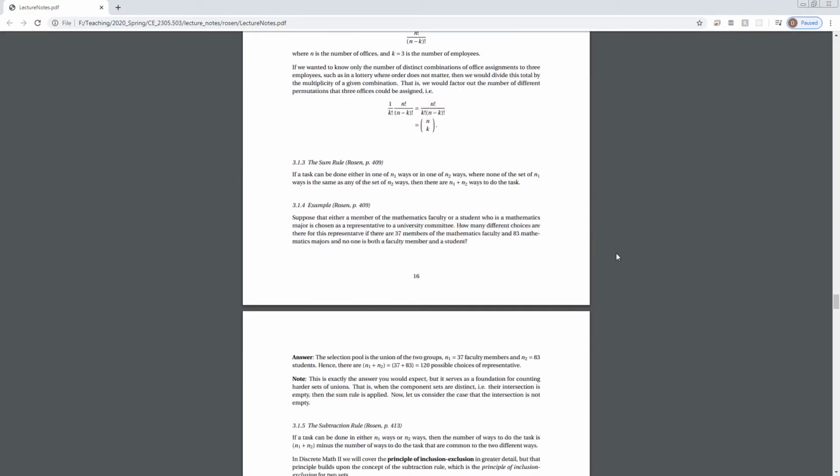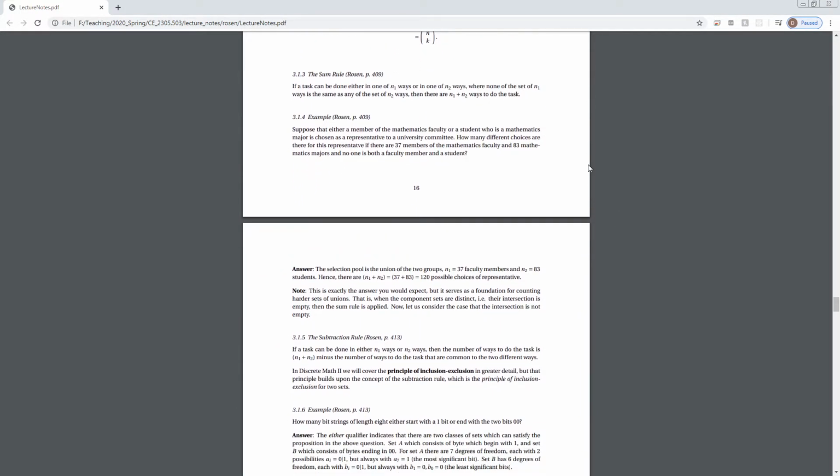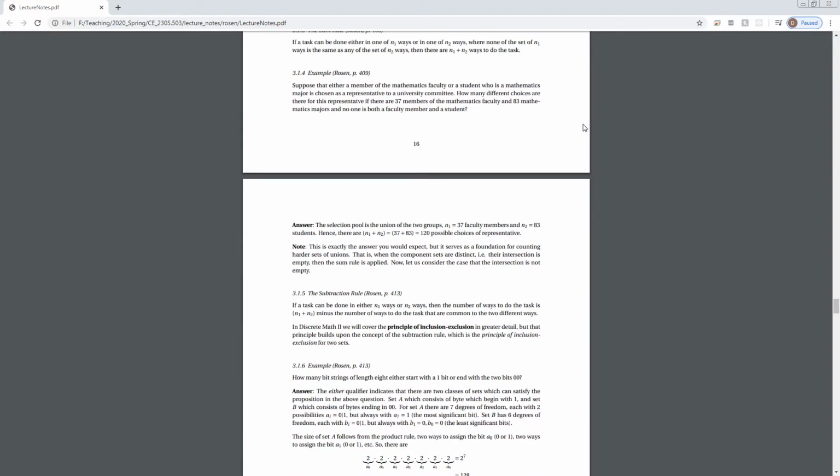Okay, so the sum rule, whenever we had mentioned again, that and is product, and or is addition or sum, this is the application of that in terms of sets. So this one says that if a task can be done in one of n1 ways or n2 ways, where none of the set of n1 is the same as the set of n2, then there are n1 plus n2 ways to do that.